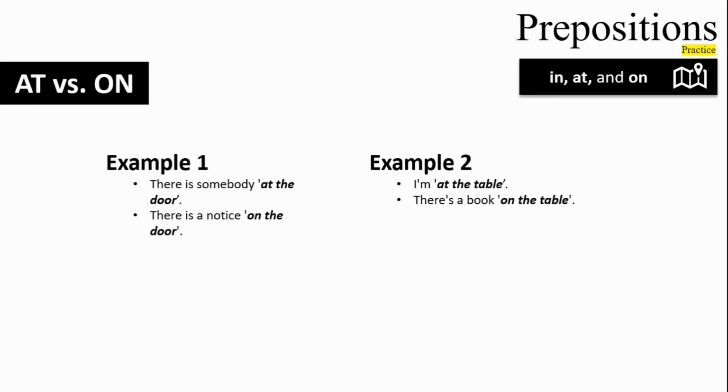Lastly, let's compare at and on in a few examples. There is somebody at the door. There is a notice on the door. I'm at the table. There's a book on the table.